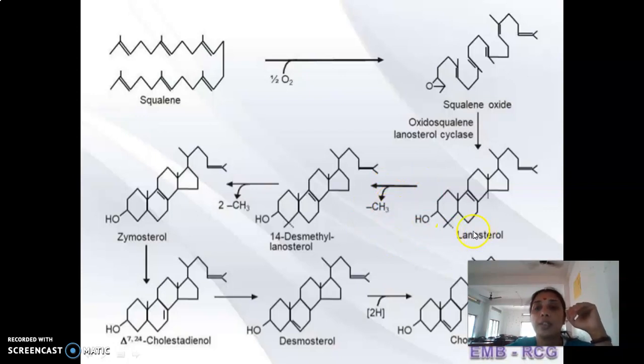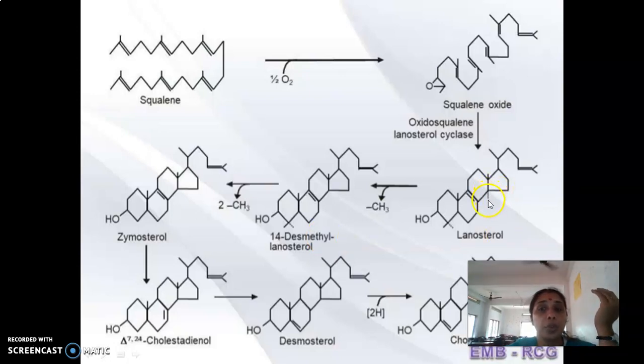So in the first step, lanosterol undergoes a demethylation reaction to give rise to 14-desmethyl lanosterol. That is, the methyl group from the 14th position is removed first, right? Then the remaining compound is named 14-desmethyl lanosterol, in order to indicate that the methyl group on the 14th position was removed.